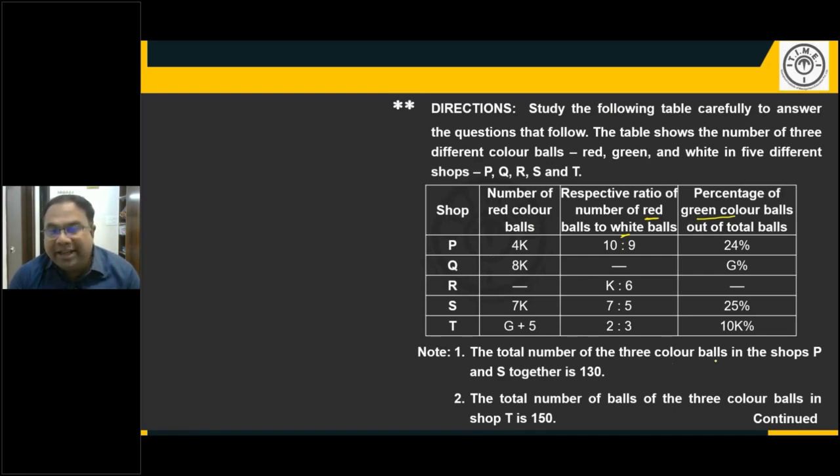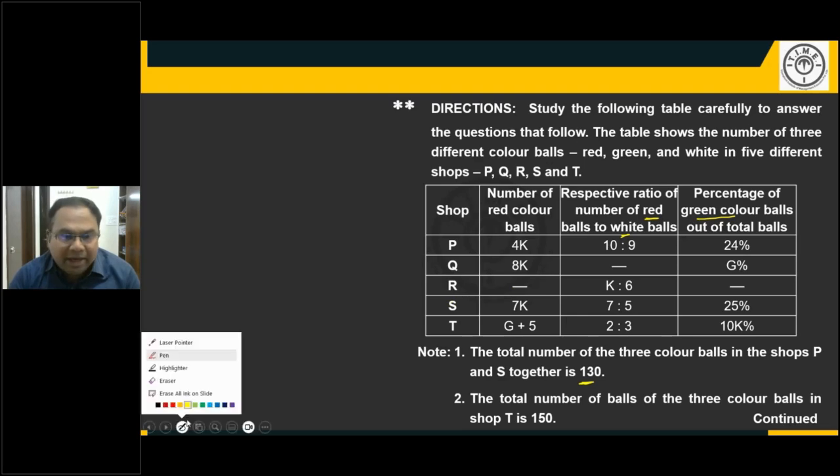Total number of 3 color balls in the shops P and S is 130. That means red plus white plus green in the shops P and S put together is 130. Total number of balls of 3 colors in shop T is 150. In shop T, total of all 3 colors should be 150. We'll come back and discuss this. But before that, let me understand this one.